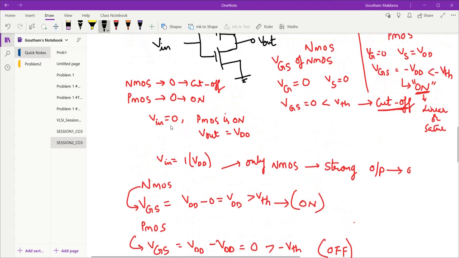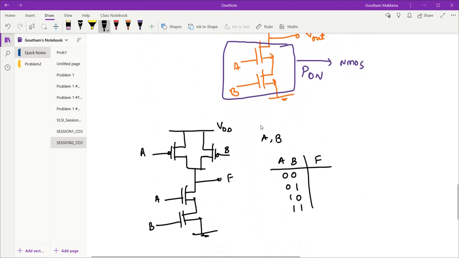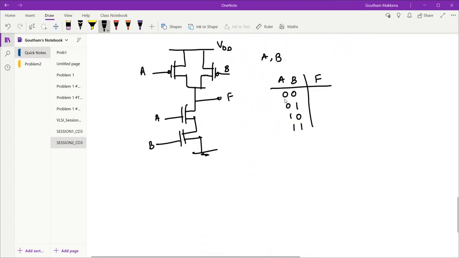Okay, so when the input is 0, PMOS is on, and similarly when the input is 0, NMOS is cut off. See here, when input is 0, NMOSes are cut off and PMOSes are on. Similarly, when the input is 1, NMOSes are on and PMOSes are off. Okay, now let us come to this first case. When both inputs are 0, both these transistors are cut off because these are NMOS, and both these transistors are on. Okay, and these two are in parallel.